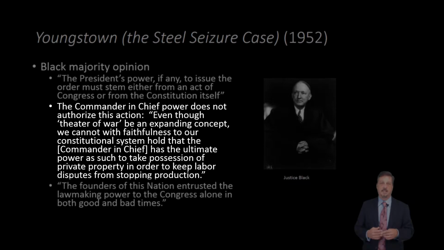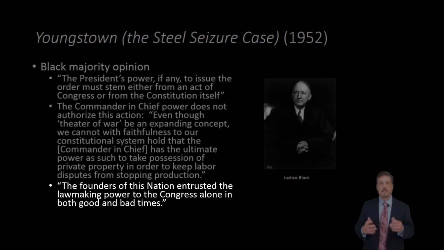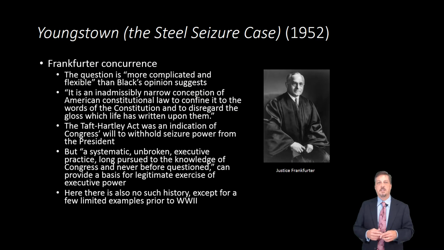He nodded toward the idea that the executive's power as Commander-in-Chief of the armed forces might also impact the civilian sphere, but argued that this must stop short of the ultimate power as such to take possession of private property in order to keep labor disputes from stopping production. Further, Justice Black argued the founders of this nation entrusted the lawmaking power to the Congress alone in both good and bad times. In his concurring opinion, Justice Frankfurter argued that Justice Black's understanding was overly formalistic and ignored the lessons of history.